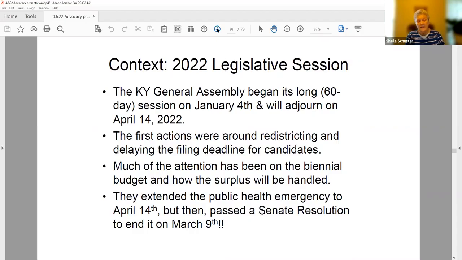We have a budget that's just gone to the governor for his review and probably some line item vetoes. We still have a huge surplus. It's more money than we've ever had to spend in Kentucky. There's $1 billion, that's billion with a B, dollars that have not even been spent yet in this budget.